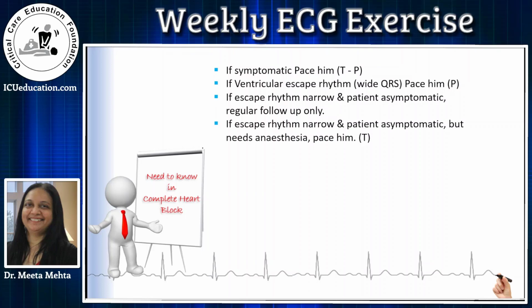But if the escape rhythm is narrow, that means QRS is narrow and patient is absolutely asymptomatic, you just pick it up on a routine ECG, then just a regular follow-up is required. No treatment is needed. And if the same patient is now posted for some surgery and needs anesthesia, then there's a risk of developing symptoms of hypotension and going into complete heart block with wide QRS. So you need to pace this patient with temporary pacemaker.